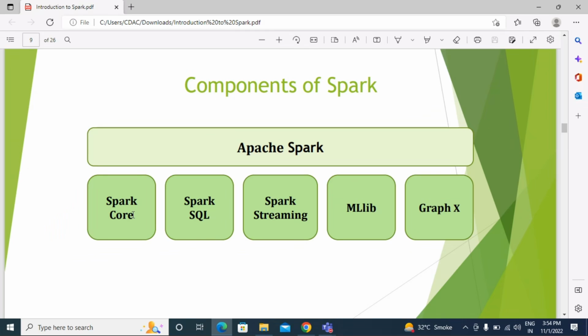Spark Core is the core on top of which all these four components are working. Okay, so we'll be discussing these components one by one now.